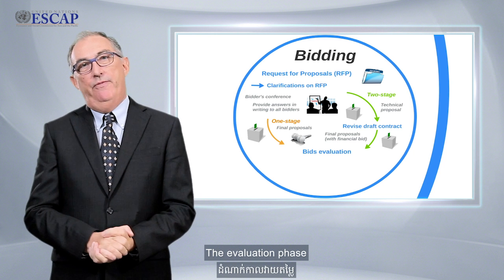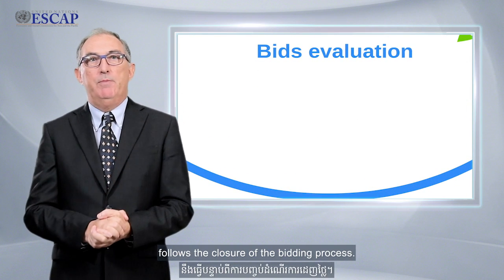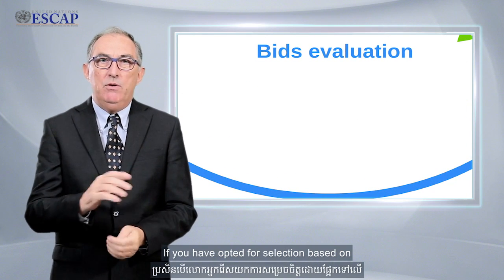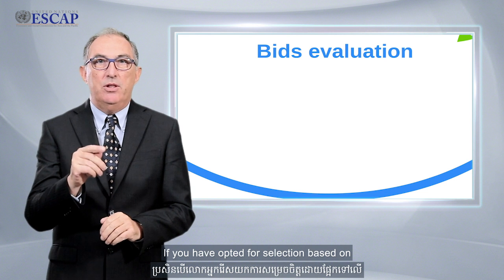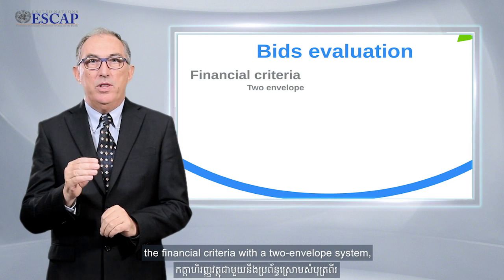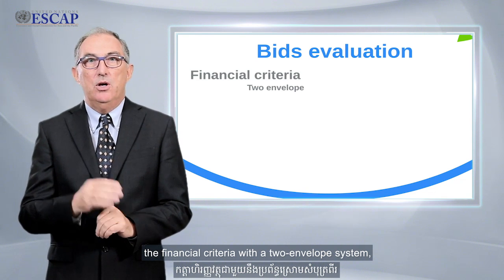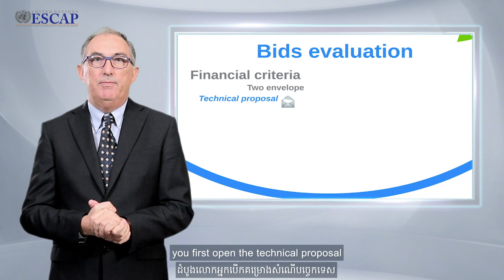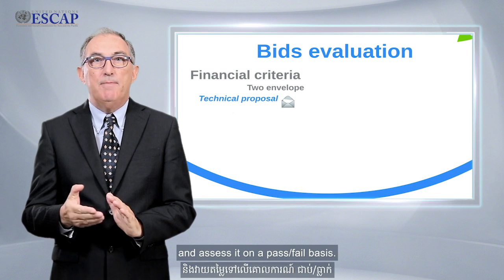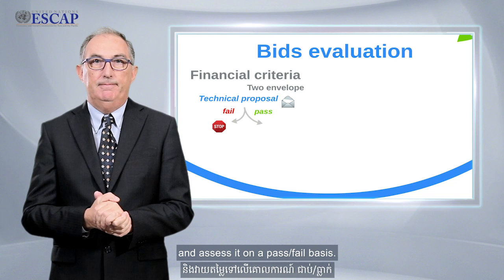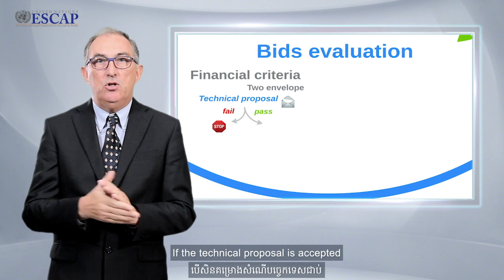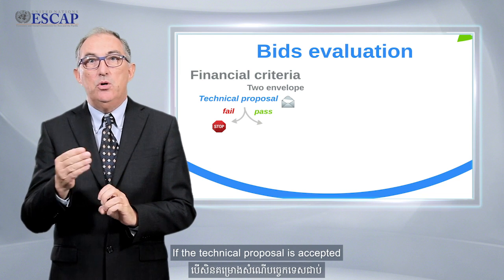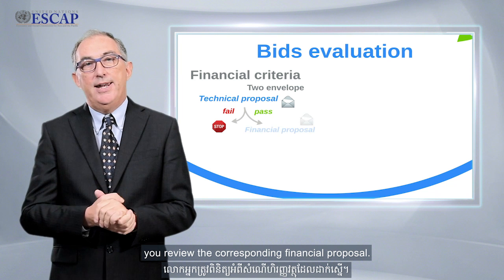The evaluation phase follows the closure of the bidding process. If you have opted for the selection based on the financial criteria with a two-envelope system, you first open the technical proposal and assess it on a pass-fail basis. If the technical proposal is accepted, you review the corresponding financial proposal.